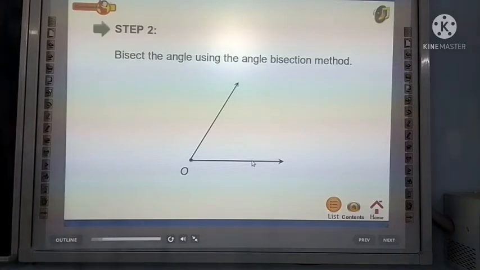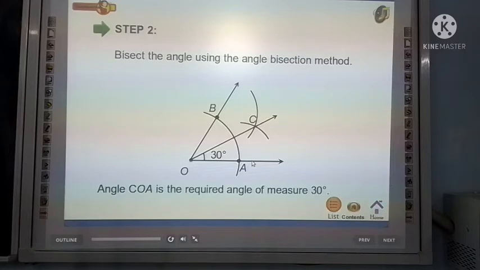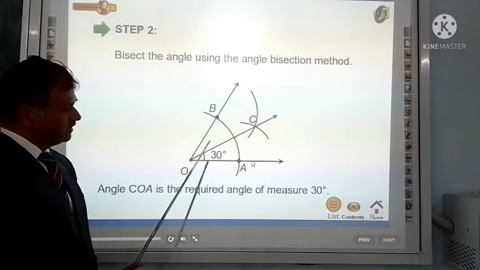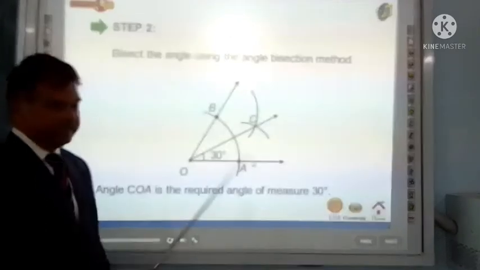Step 2. Bisect the angle using the angle bisection method. Hence, angle COA is the required angle of measure 30 degrees. When we bisect the angle of 60 degrees, then we can get the angle of 30 degrees.